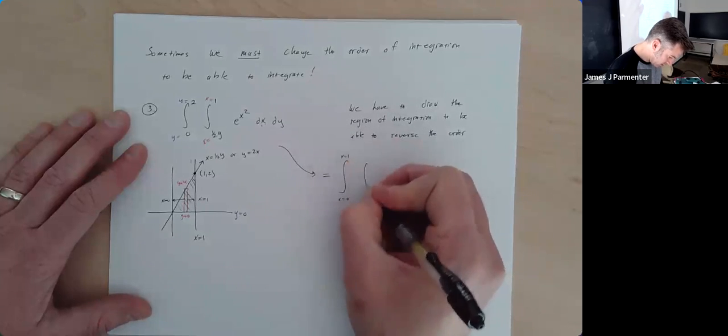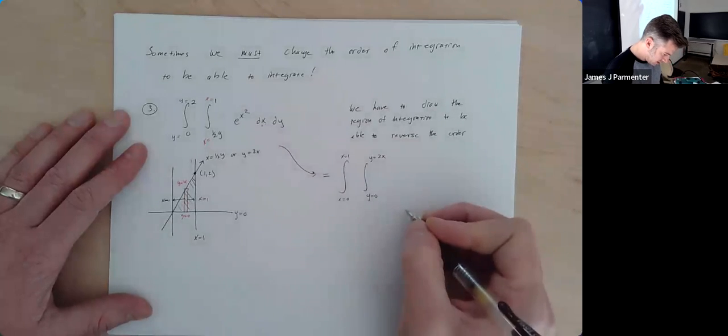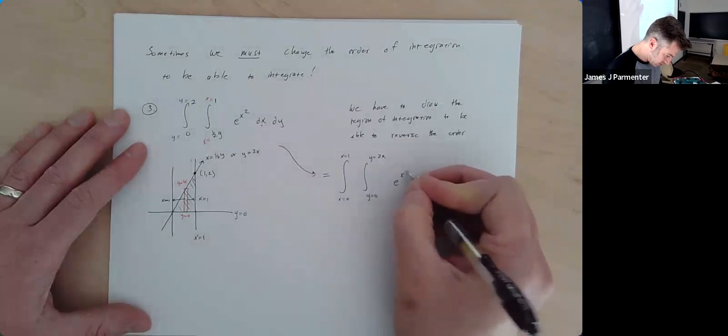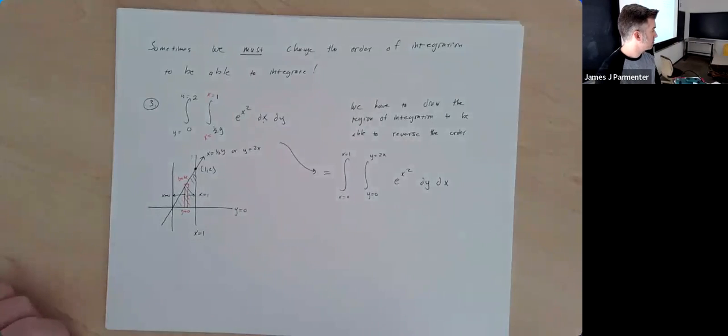So this integral, we can rewrite as the integral from x equals 0 to x equals 1. And then y is going to go from y equals 0 to y equals 2x. And then we're going to integrate e to the x squared dy dx.